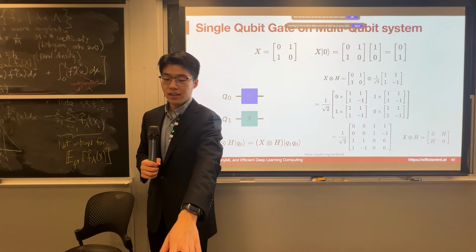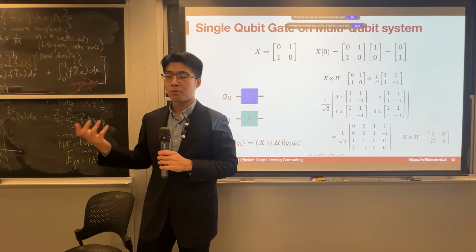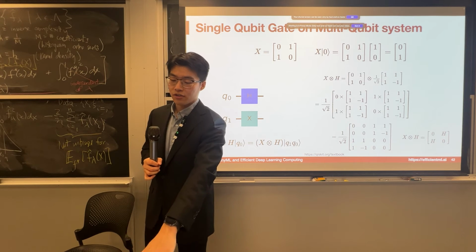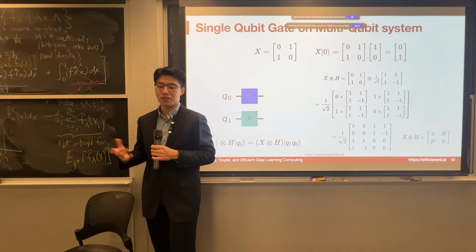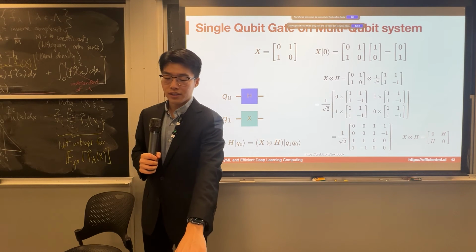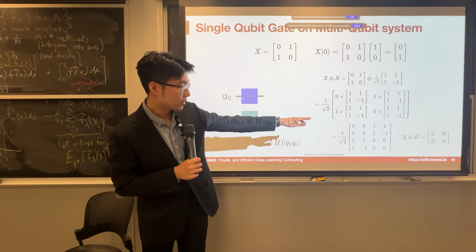So we can see that actually we just do an outer product between the 2 operations, between the X and H, and then we can obtain this joint matrix as the operation, and then we can apply this joint matrix to the original state of Q1 and Q0, and then we can obtain the final state.